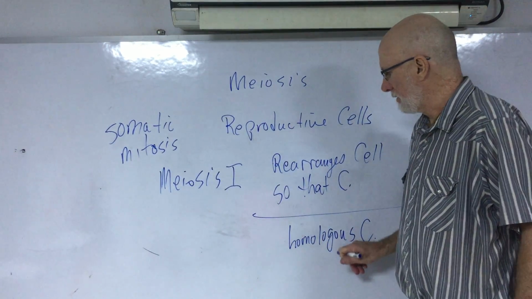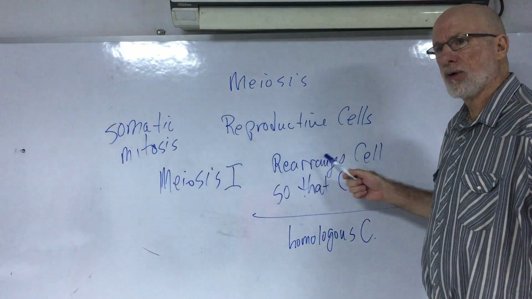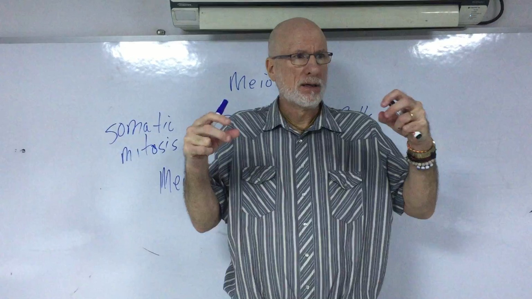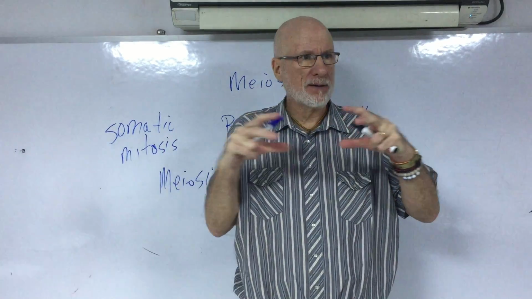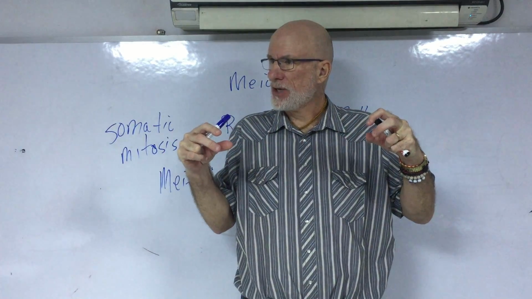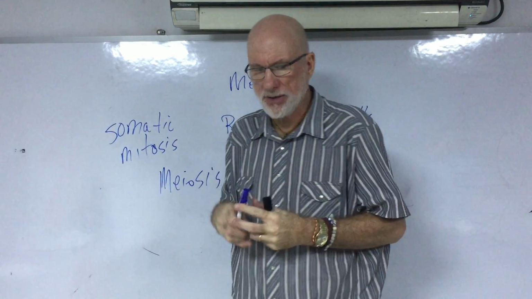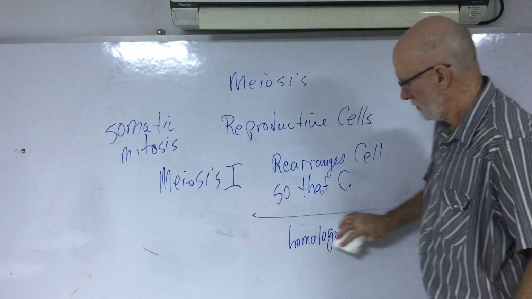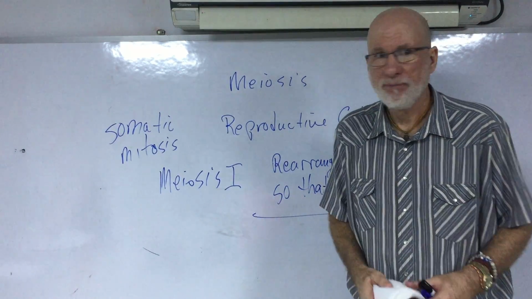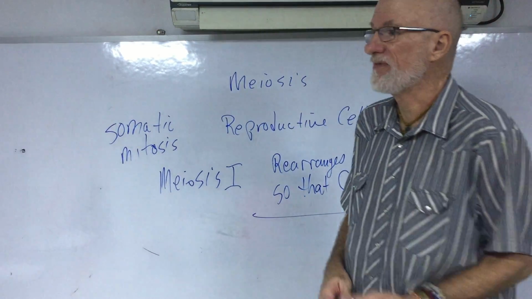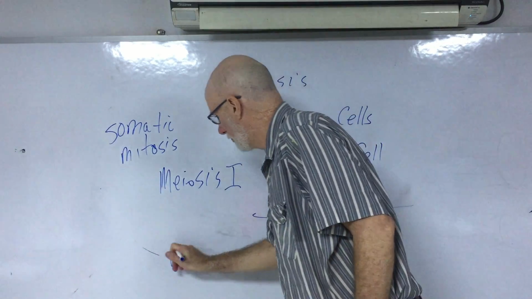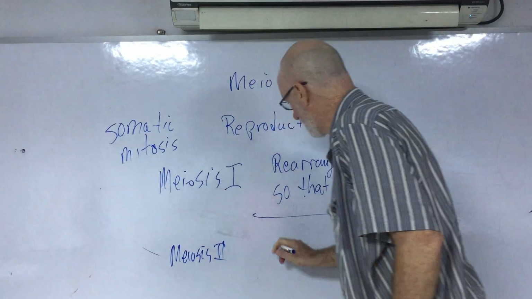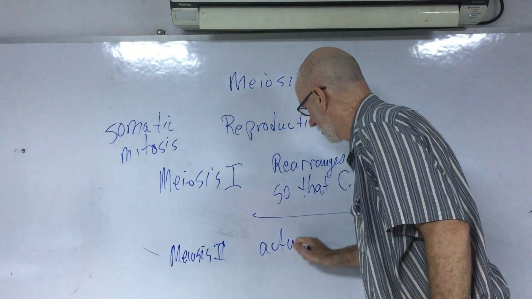Okay. Now, so they rearrange the cells so that the chromosomes are on either side, right? Yes? And so then what's meiosis 2? What does it say? The chromosomes divide. All right, and in meiosis 2, we have the actual division.